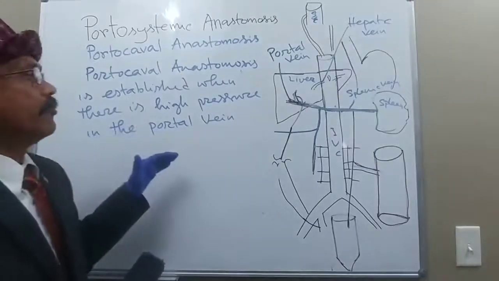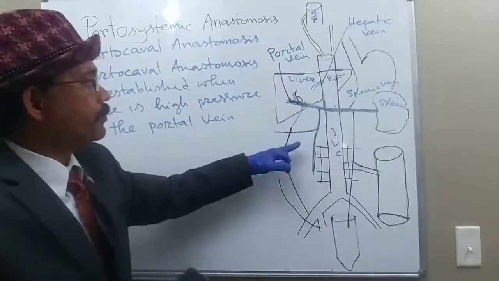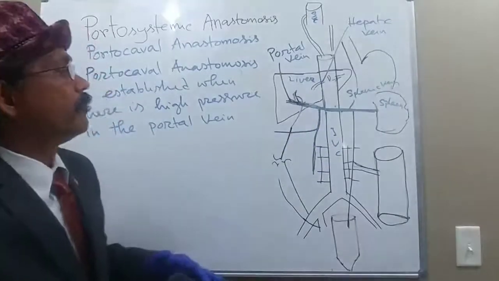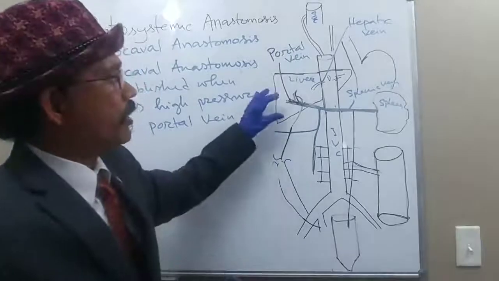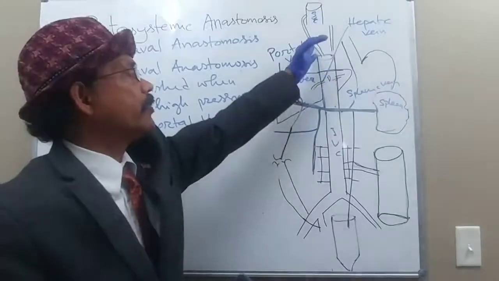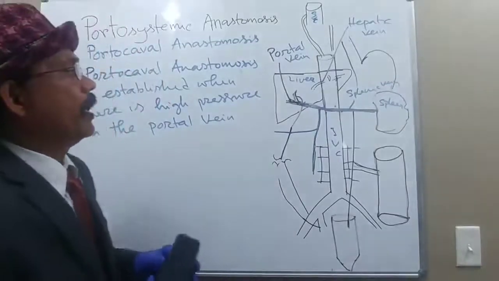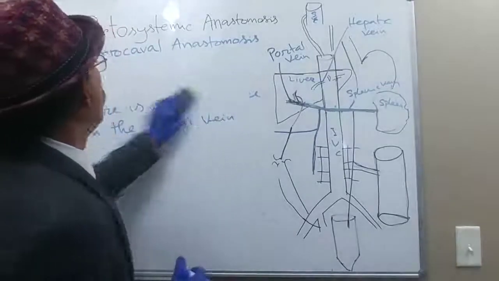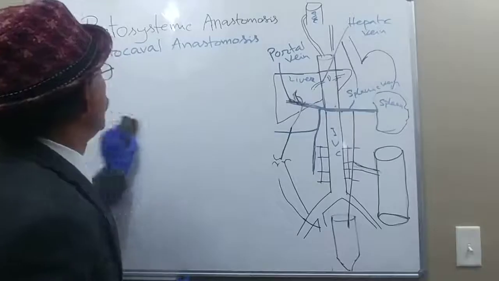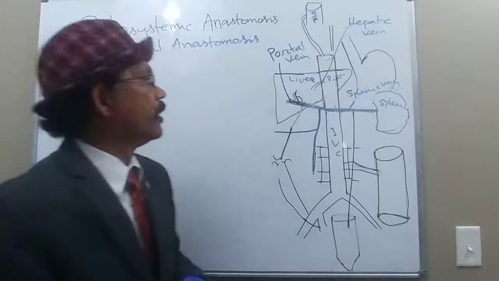There will be establishment of anastomosis between the tributaries of the portal vein and the vena caval tributaries, because of high pressure in the portal system and low pressure in the systemic vein. So that blood will return back to the right atrium of the heart. The most common cause is cirrhosis of the liver, maybe due to liver cancer.